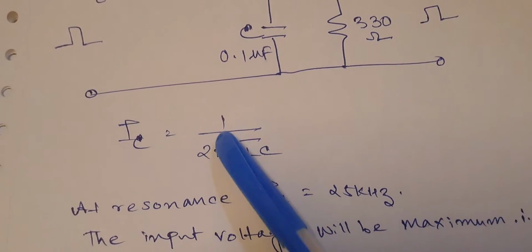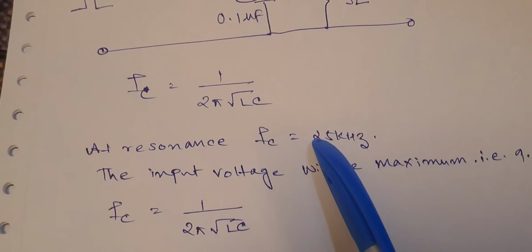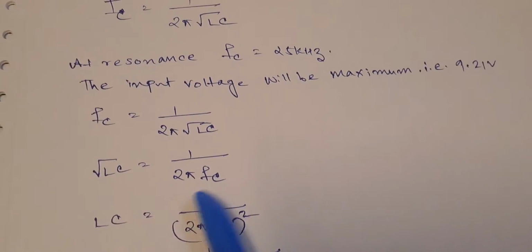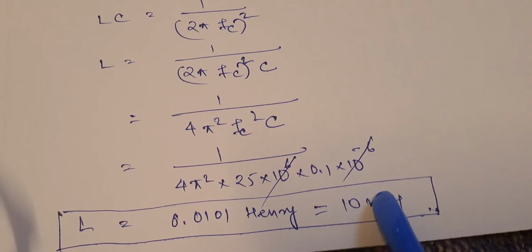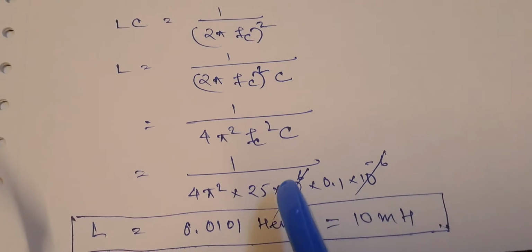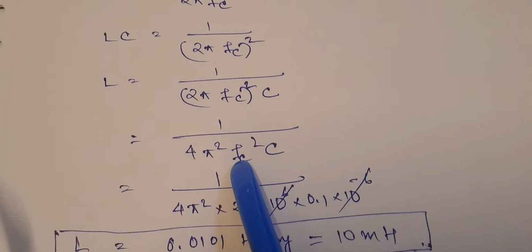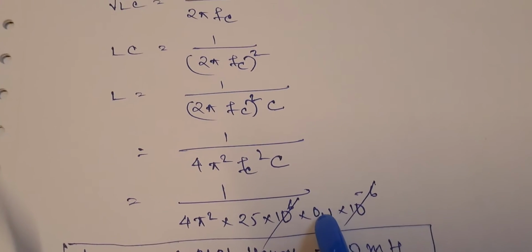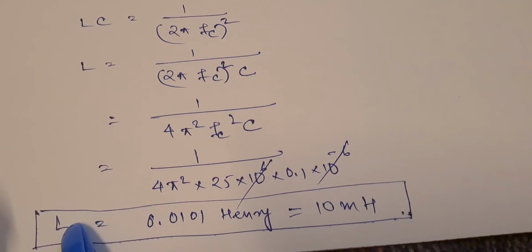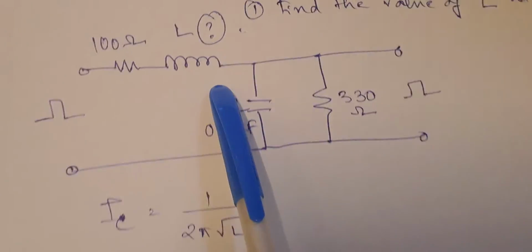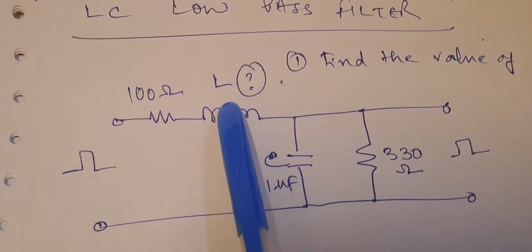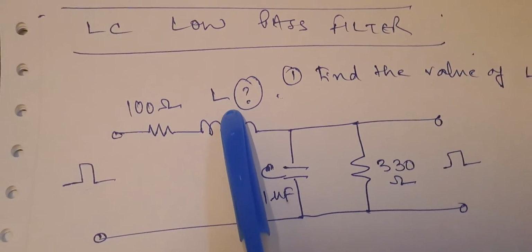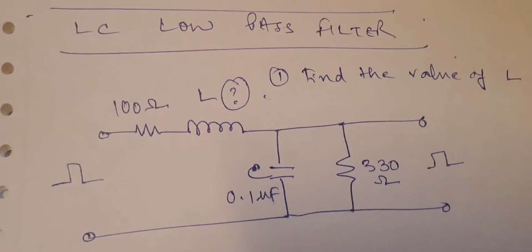At resonance, f = 1 / (2π√(LC)). The resonance frequency is 25 kilohertz. If we break down this formula, we can find the value of the inductor is 10 millihenry. My resonant frequency is 25 kilohertz and my capacitor is 0.1 microfarad. So I have an L value of 10 millihenry. That means this coil is 10 millihenry. Like this we can find out the value of L at the point of resonance.